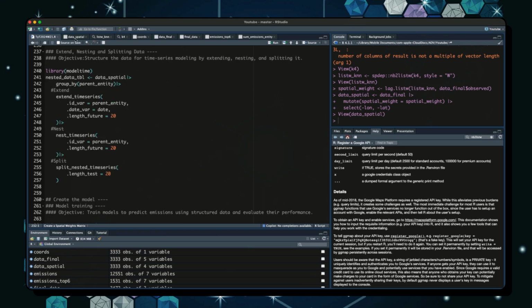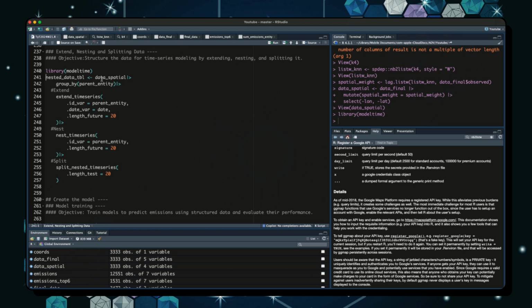Here, our spatial dataset needs to be extended, nested, and split so we can create the models we need. To do that, we are going to need some functions in the modeltime package. So this spatial data needs to be grouped by entity because it will be nested by entity. It's nested by entity because we want to predict a specific trend for each parent entity.